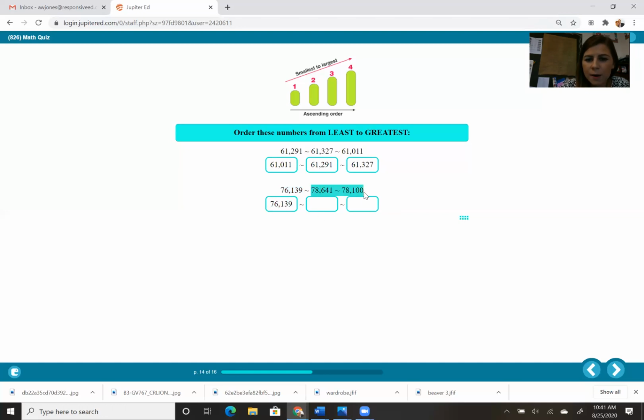Now for these 2 numbers, they both have the same exact digits in the 10,000s and thousands place. So we have to look at the hundreds place value. Now this number has a 6 in the hundreds place value, whereas the last number has a 1. 1 is smaller than 6, so the number 78,100 is smaller than 78,641.